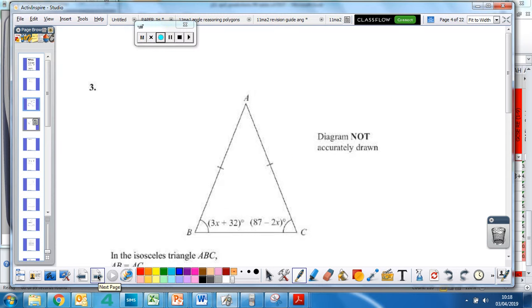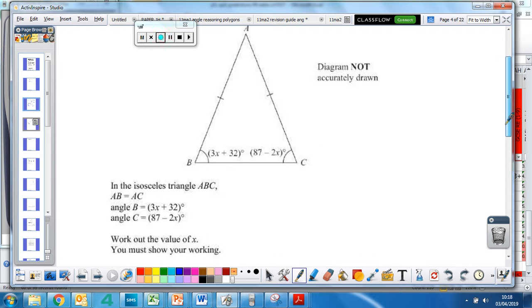Just like we've seen before, this is an isosceles triangle. Isosceles triangles, as you know, have two equal legs, and at the end of the equal legs, they have two equal feet. So in this information, what we need to take from this is that this is equal to this. It is a question where you form and solve an equation.